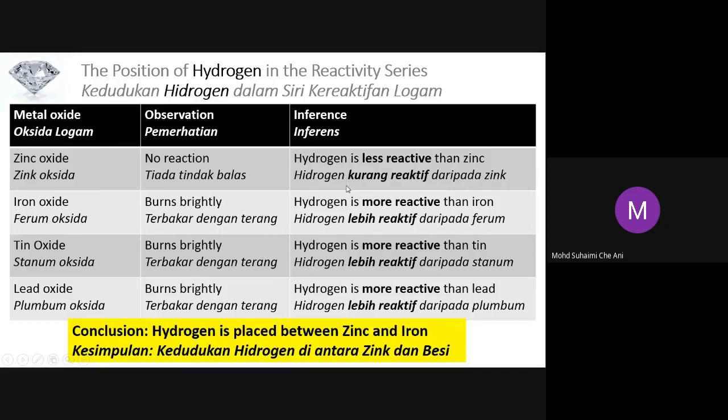But when hydrogen is stronger, when it is above the metals in the reactivity series, it can take the oxide from the metal oxide. So from the experiment, we can conclude that hydrogen is placed between zinc and iron. So we know the position of hydrogen from this experiment.